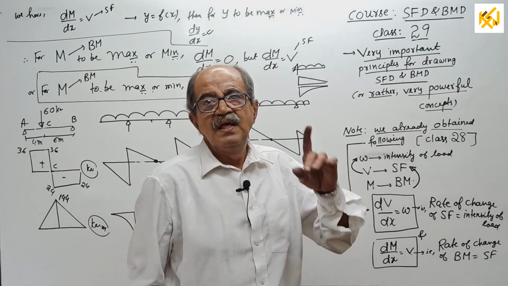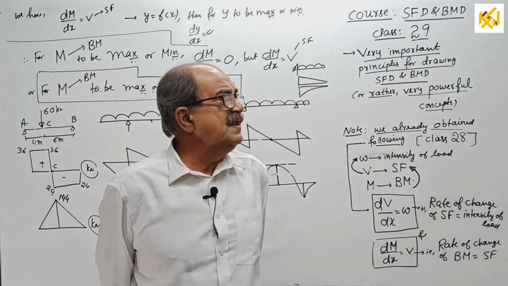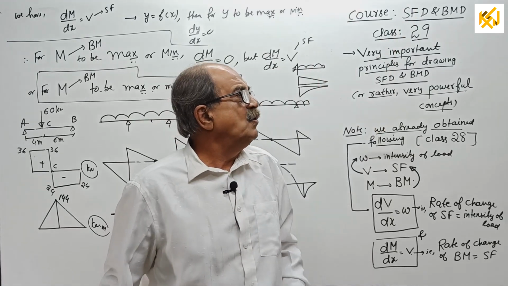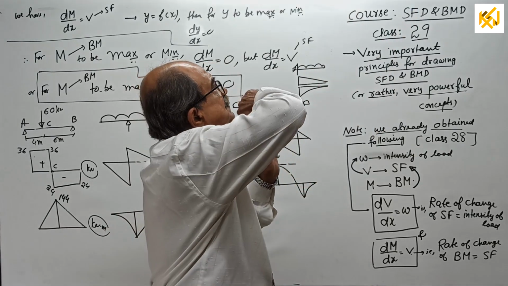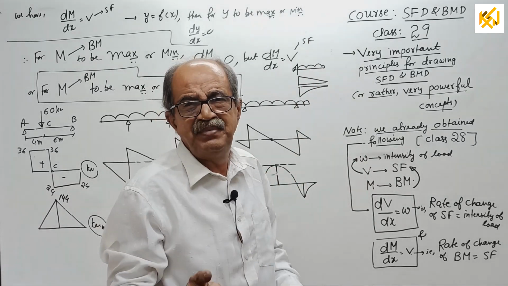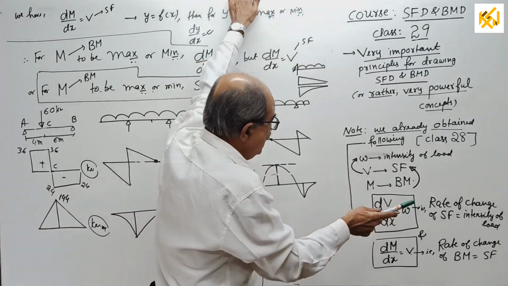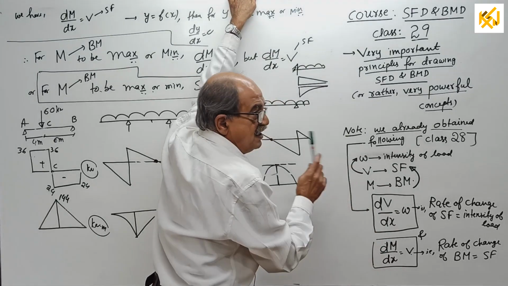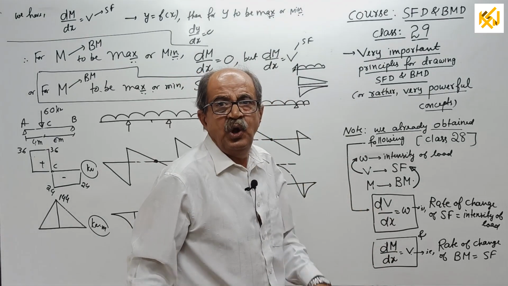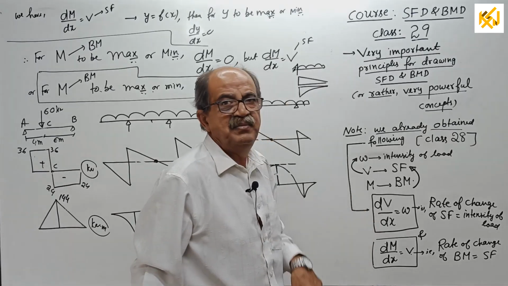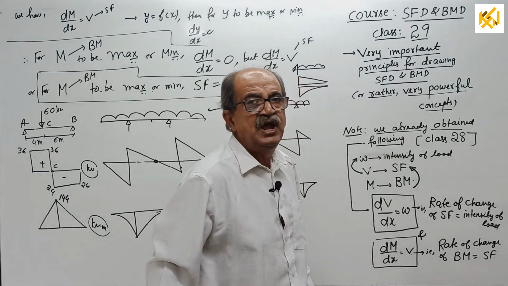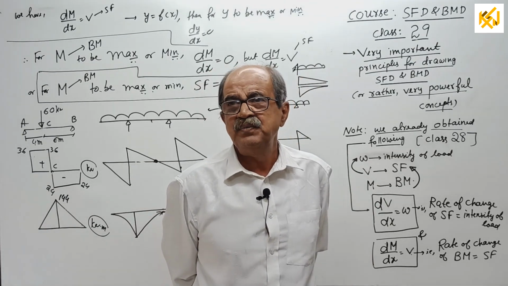Therefore, to decide the diagram, or whenever the curvature comes, to decide whether the curve is this way or this way, very important, either for SFD or BMD, these are the powerful relations. That is, dV by dx is W, or the slope of the shearing force diagram is the intensity of load. Slope of the bending moment diagram is the shearing force.